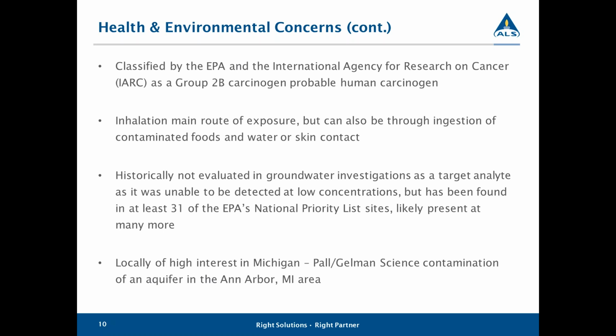Historically, it's not been evaluated in groundwater investigations as a target analyte. The low concentrations weren't able to be seen by the technology at the time, but it has been found in at least 31 of the EPA's National Priority List sites and is likely present in many more. I'm sure there'll be some additional investigation on sites where it has not been a target, where they've got new technology now, they can see lower, and they'll probably find more.